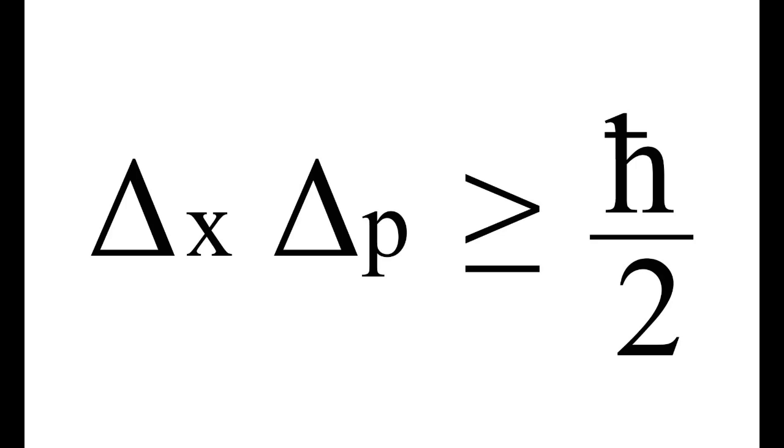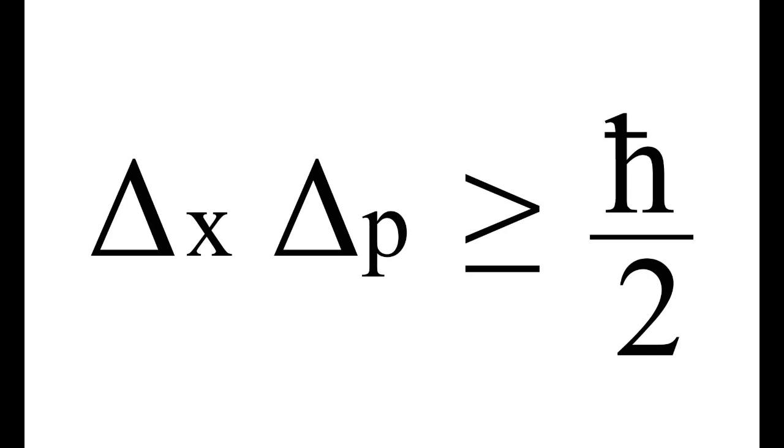The Heisenberg uncertainty principle is one of the most important concepts in quantum mechanics, introduced by Werner Heisenberg in 1927. The core idea: you cannot simultaneously know both the exact position and the exact momentum of a particle.